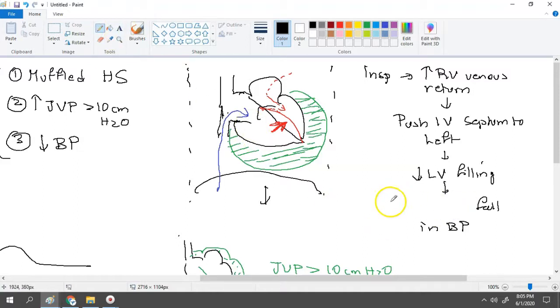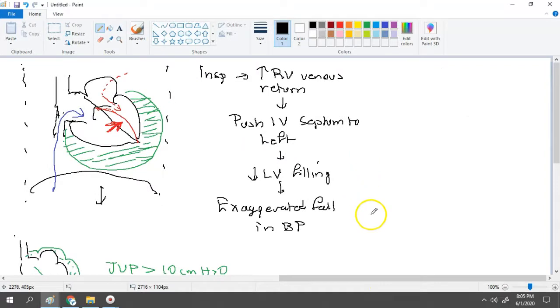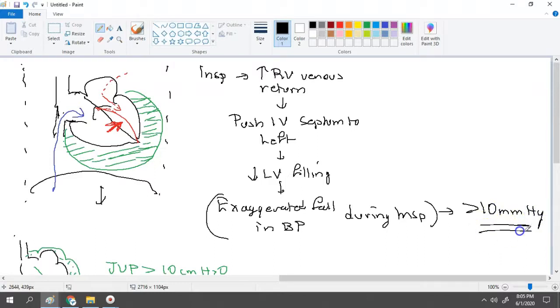So if somebody asks you, what is Pulsus Paradoxus? It is an exaggerated fall in blood pressure during inspiration. How much? It is said that the systolic blood pressure falls more than 10 millimeters of mercury during inspiration.